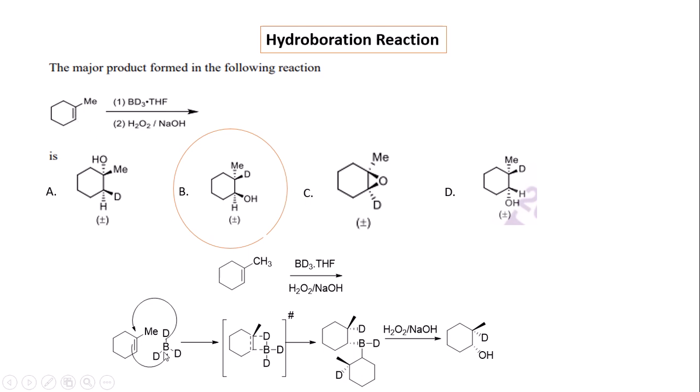And we know that the deuterium and the boron addition occurs in a 4-member cyclic transition state, and this is the syn transition state, and the deuterium and boron come on the same face. After that, in presence of H2O2 and NaOH, hydroxylation takes place, and the deuterium and OH group come on the same face. So the option D, deuterium and OH on the syn side, is the correct option. That is, the B option is correct.